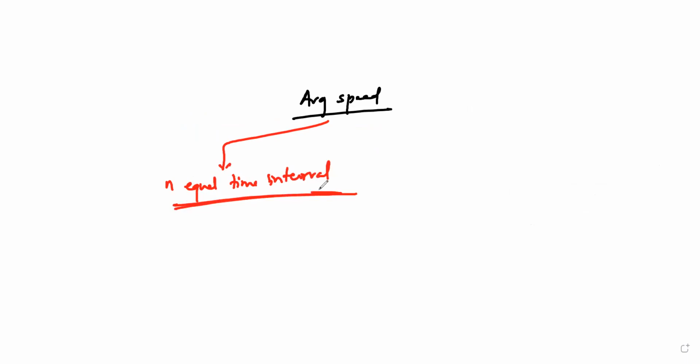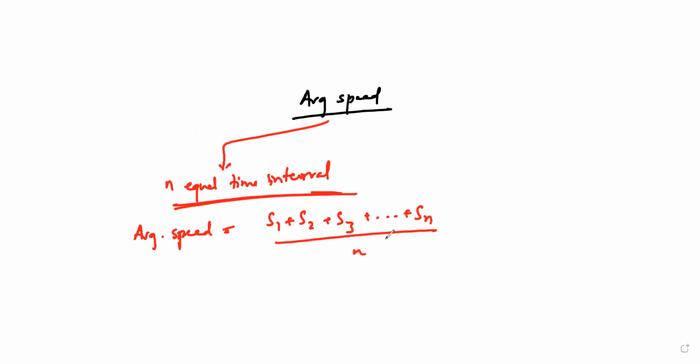Now in average speed, you have two types of questions. Number one, they will ask you about n equal time intervals. So in n equal time intervals, the average speed will be S1 plus S2 plus S3 plus so on up to Sn by n. Suppose if they give only two equal time intervals, then the average speed would be (v1 plus v2) by 2.